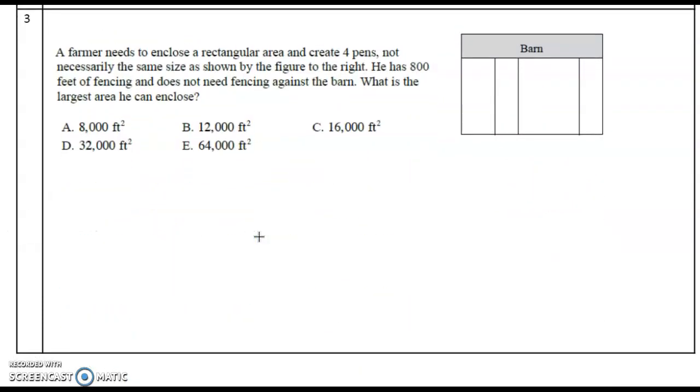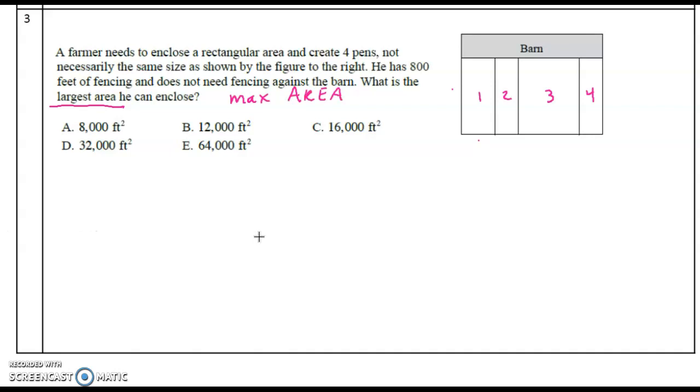All right, number 3 is a pretty typical problem because we want to maximize a rectangular area that creates 4 pens, not necessarily the same size. So see how we have 1, 2, 3, 4 pens. This is just a drawing. He has 800 feet of fencing and he doesn't need to fence along the barn. So all of these other spots are the fence that we need. So what is the largest area that he can enclose? So we want to maximize the area.